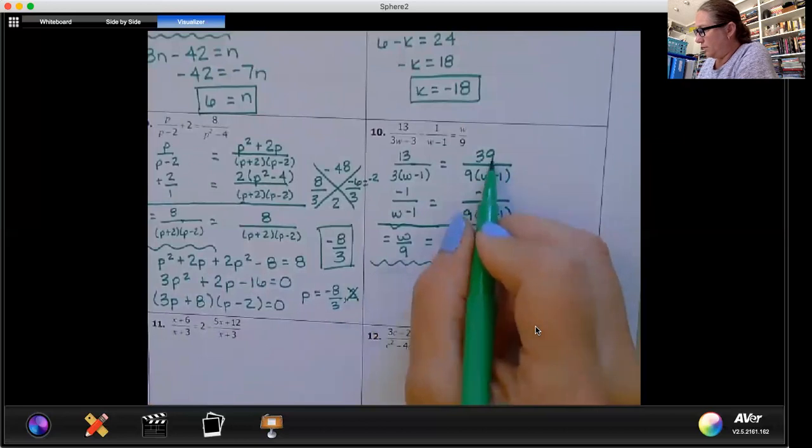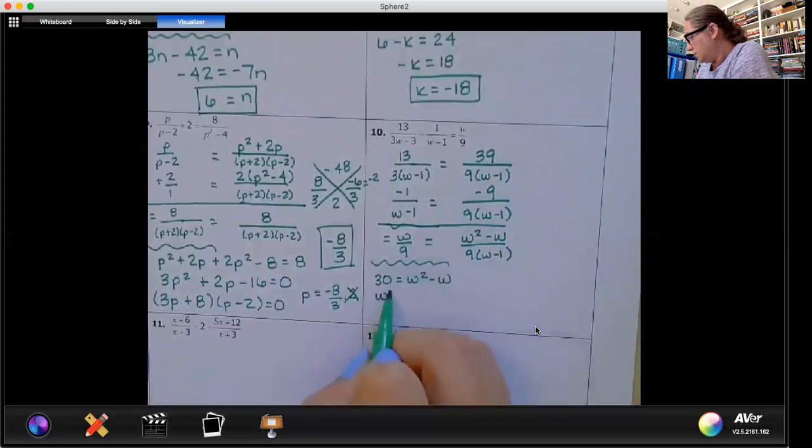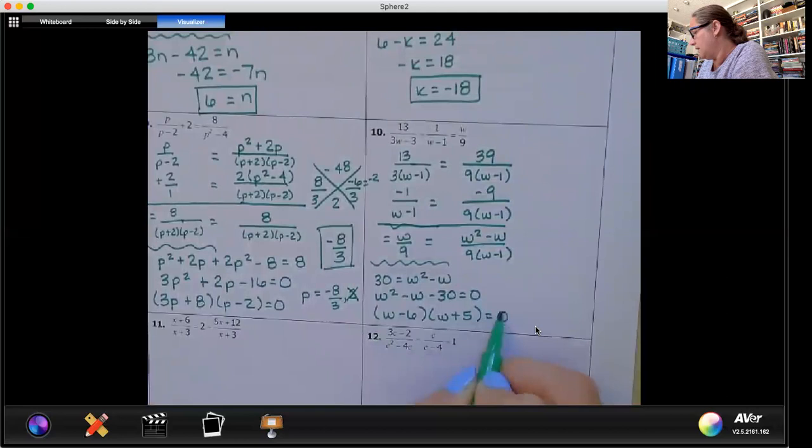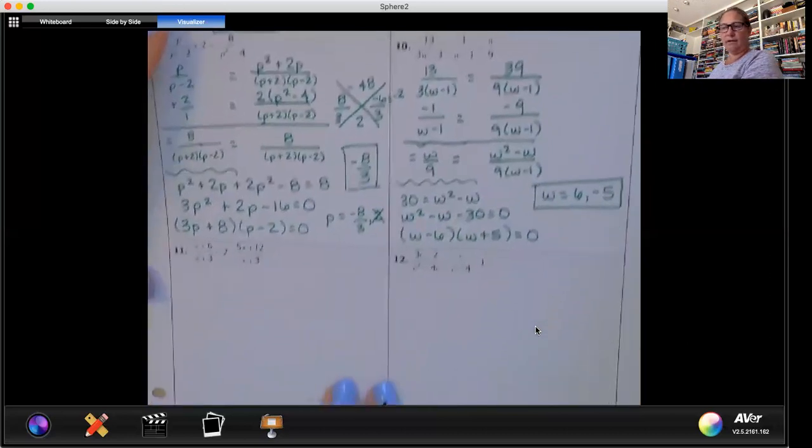I'm going to go ahead and do 39 minus 9, which is 30, equals w squared minus w. So w squared minus w minus 30 equals 0. W minus 6, w plus 5 equals 0, w equals 6 and negative 5, both of which will work. Feel free to pause your video and try 11 and 12.